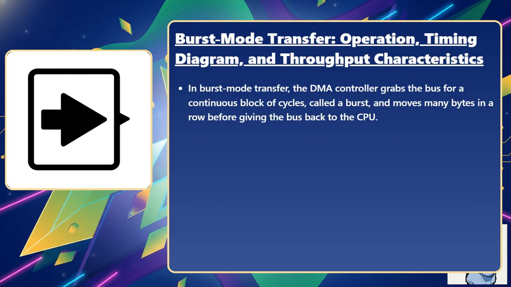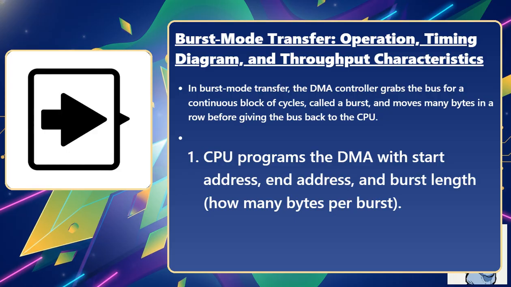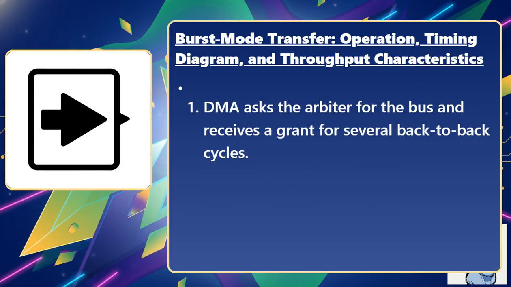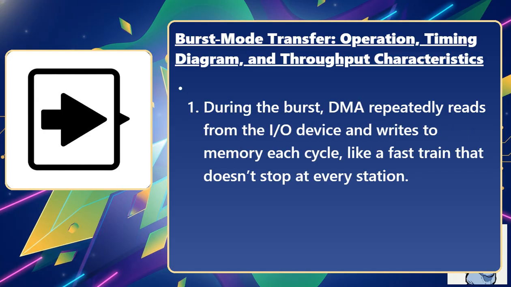In burst mode transfer, the DMA controller grabs the bus for a continuous block of cycles called a burst, and moves many bytes in a row before giving the bus back to the CPU. One: CPU programs the DMA with start address, end address, and burst length, how many bytes per burst. Two: DMA asks the arbiter for the bus and receives a grant for several back-to-back cycles. Three: during the burst, DMA repeatedly reads from the I/O device and writes to memory each cycle, like a fast train that does not stop at every station.